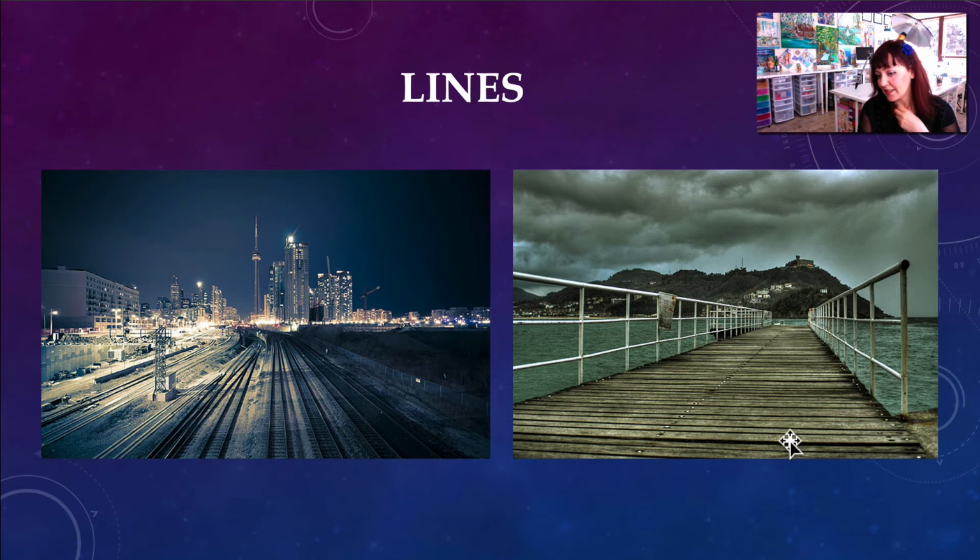In this other example, we have some horizontal lines on the deck, and we also have the vertical lines that are happening on either side of the rails. Again, these are leading lines. They are trying to get the attention of the viewer to this end point.